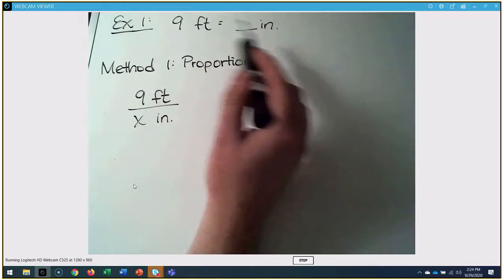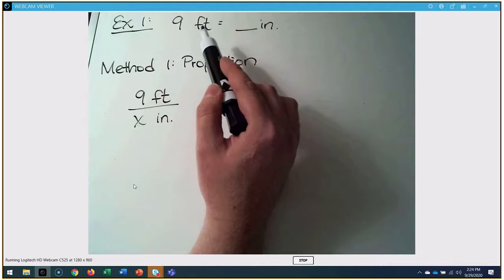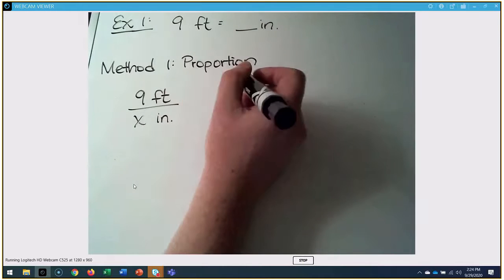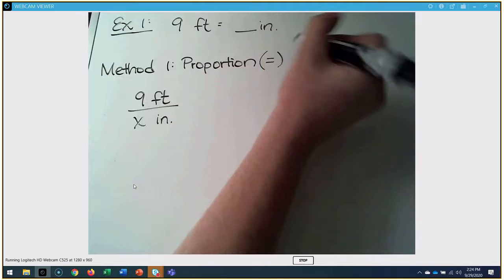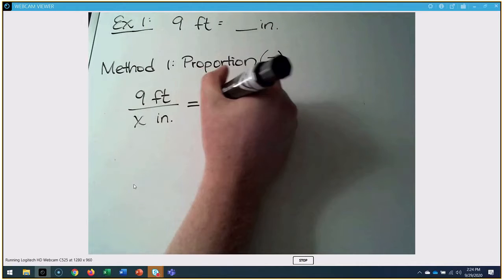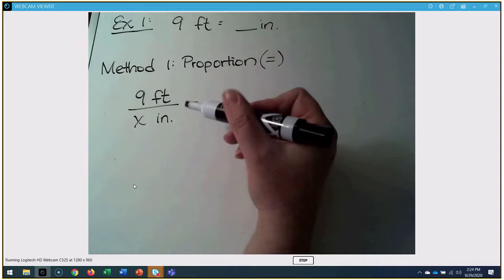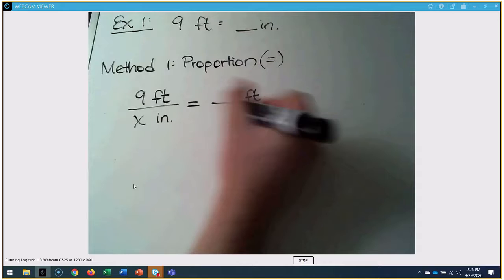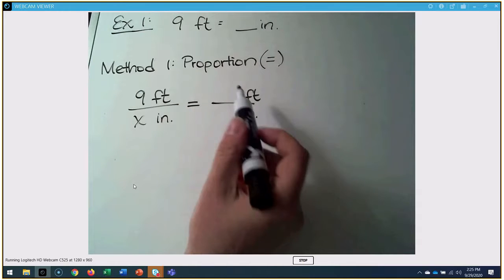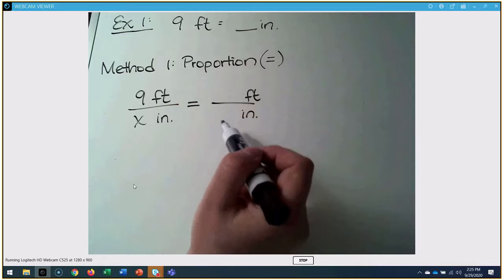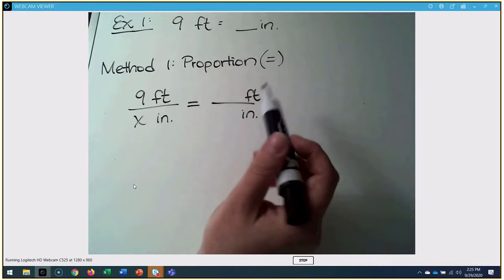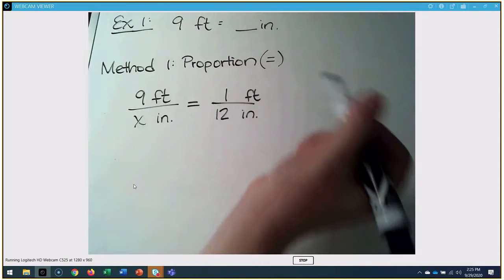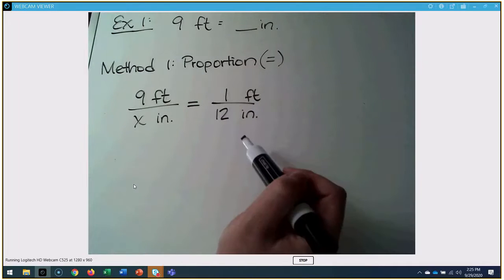So I go with the 2 units that are in the problem, the feet that I'm given and the inches that I want. Now, since proportions are equal, I'm going to set this equal to another ratio and keep everything equal. The feet has to stay in the top and the inches has to stay in the bottom. The numbers that go over here are the conversion for inches to feet or feet to inches. There's 12 inches in 1 foot, and now I've got everything filled in.